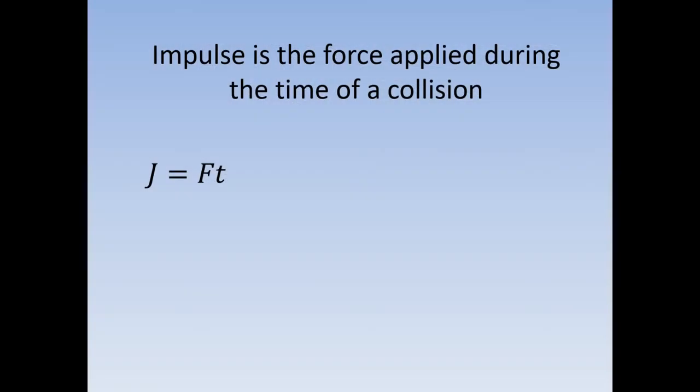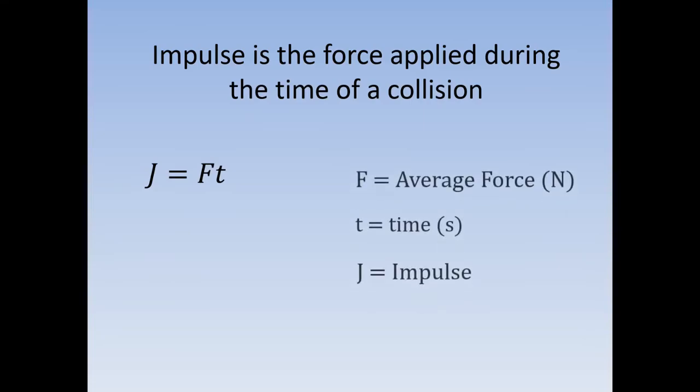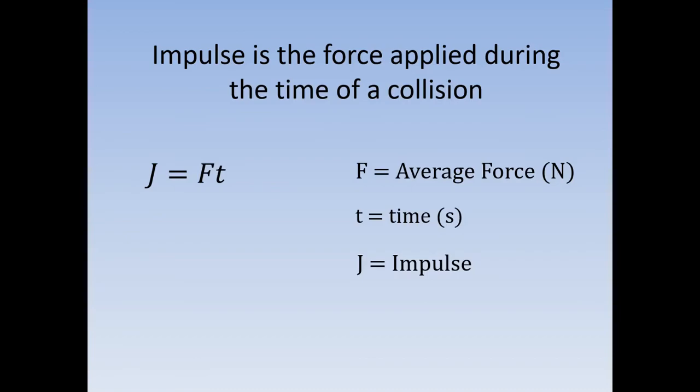So how can we represent this mathematically? When we find that area under the graph, we are actually multiplying the force being applied times the time. This lets us write a mathematical equation for impulse. In this equation, F is the force that is being applied, and we are going to measure that in newtons. T is time, and it's measured in seconds. Impulse is represented with a J. Nobody really knows why, but it is.